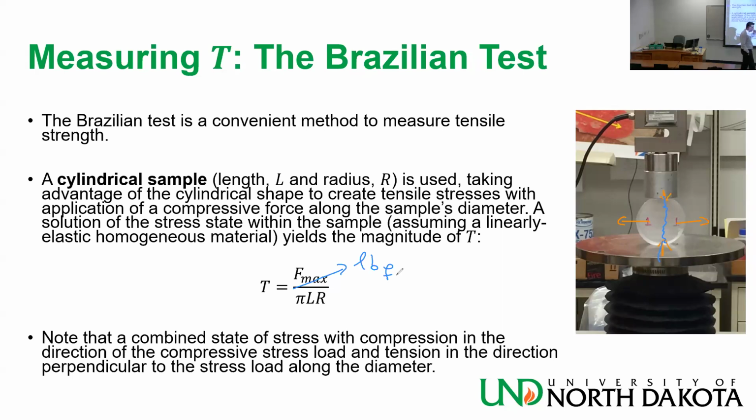Because if you put your samples vertical, you will not get tension. You will get shear failure. We're gonna talk about this in the UCS testing.